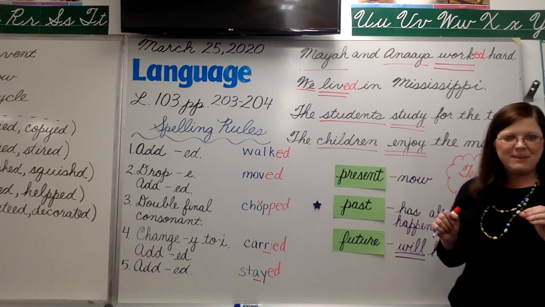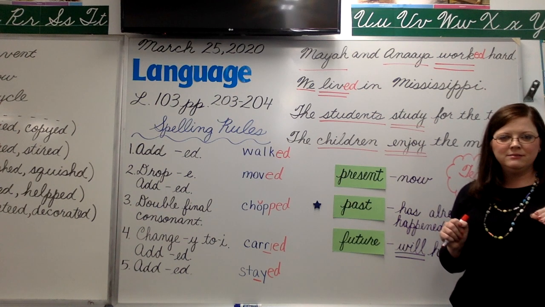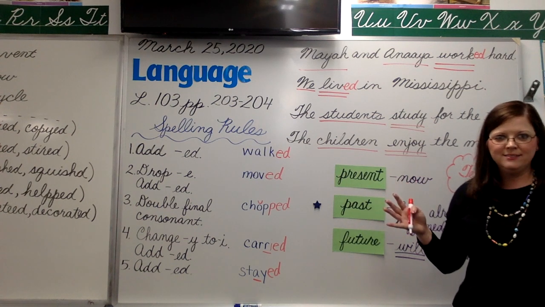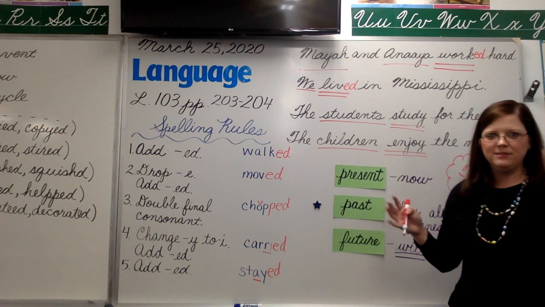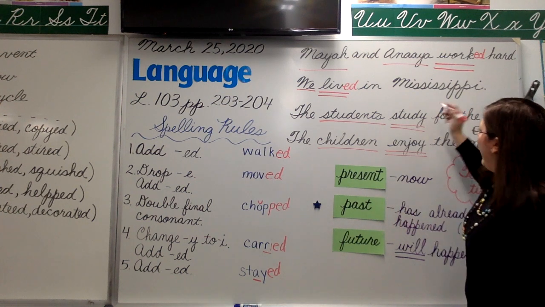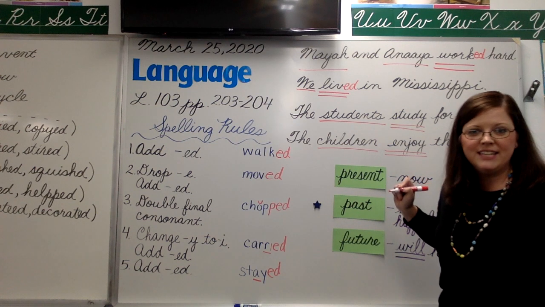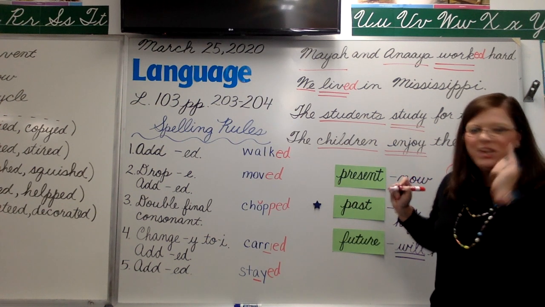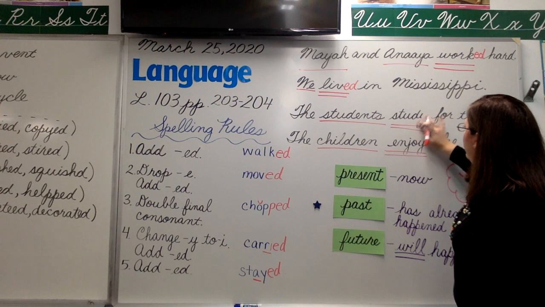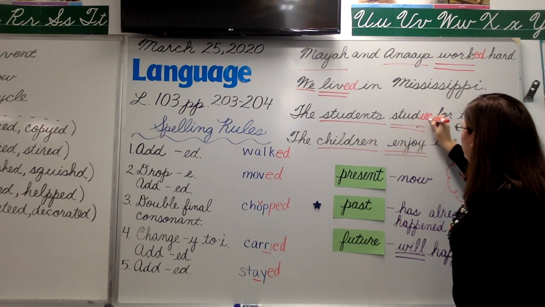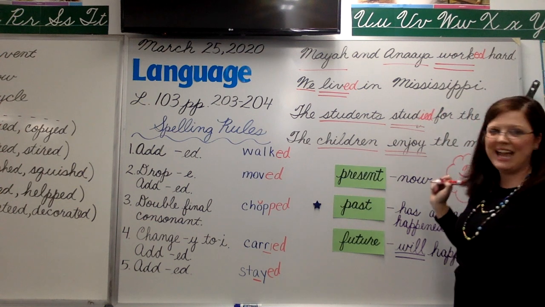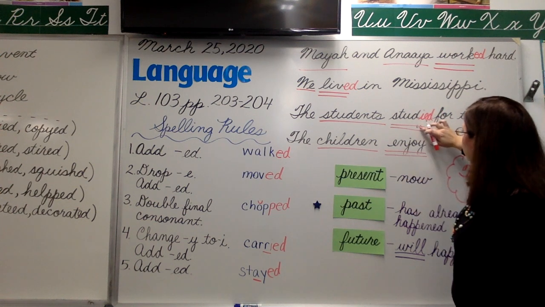The third one, the students study for the test. I love these because they end with Y. I don't know why, but I do like the ones that end with a Y. Some of you got that. Okay, so I have to back up. What kind of letter comes in front of the Y? A consonant. I see a consonant. Change the Y to an I and add ED. Studied. And we're good to go there.